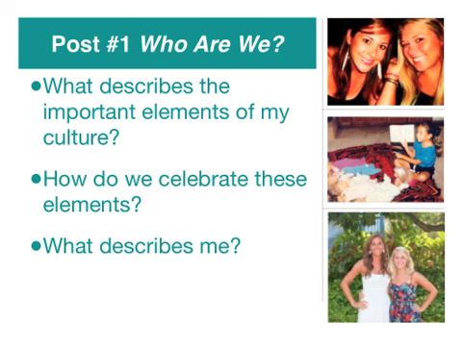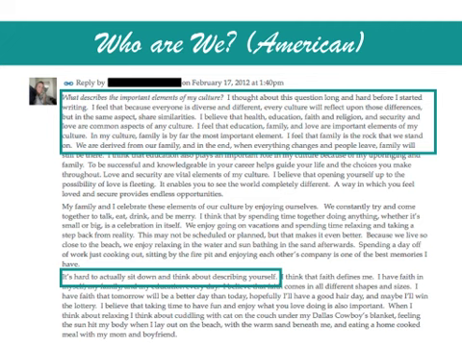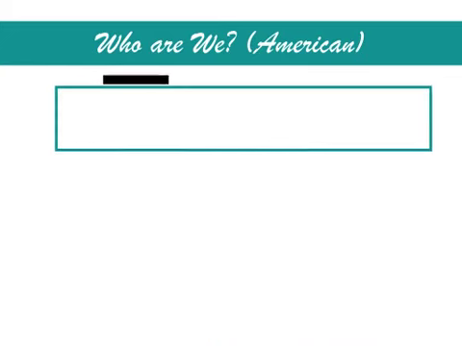And this was one of my students who said, I thought about this question long and hard before I started writing. I feel that because everyone is diverse and different, every culture will reflect upon those differences, but in the same aspect share similarities. I believe that health, education, faith and religion, and security and love are common aspects of any culture. I feel that education, family, and love are important elements of my culture. In my culture, family is by far the most important element. I feel that family is the rock that we stand on. We are derived from our family, and in the end, when everything changes and people leave, family will still be there. And she later said that it's actually hard to sit down and think about describing yourself.